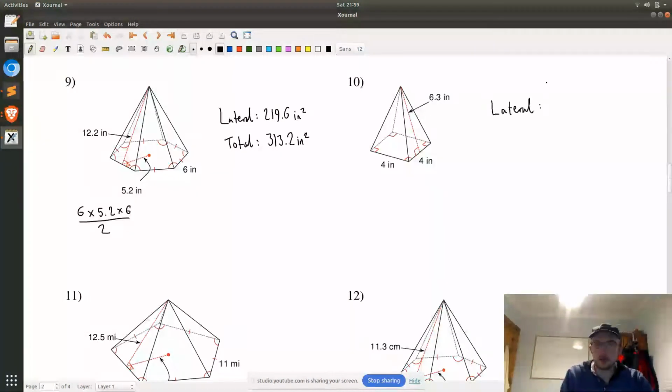And now the lateral surface area will be 6.3 multiplied by 4, divide that by 2. So in other words, 6.3 times 2, which is 12.6, but then all of that times by 4. 12.6 times 4 is 50.4. And you have to add on 16, so 66.4 square inches.